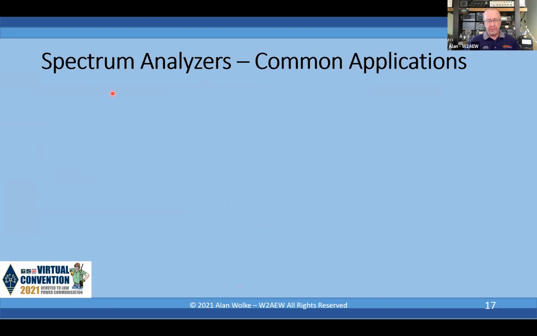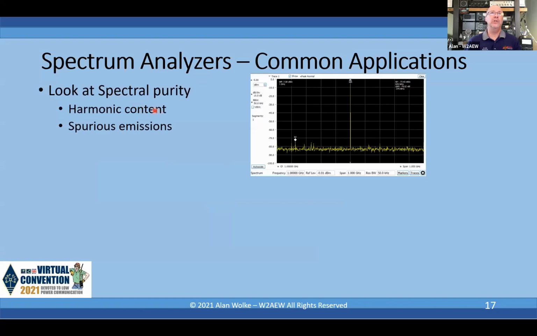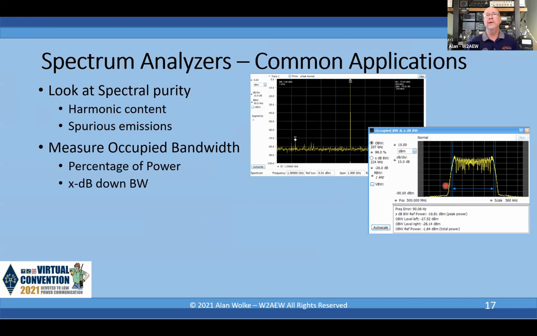So what are some common applications for a spectrum analyzer? Well, obviously one is looking at spectral purity or spectral content, maybe looking at harmonic content or spurious emissions. This is showing a 1 gig span with a 50 kilohertz RBW, and I can see a signal here that's 75 dB down from this main signal. You might also look at how much spectral width you're occupying.